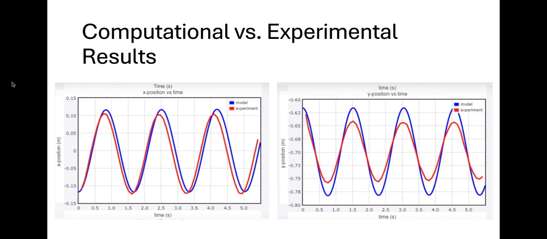So now to compare our computational model results with our experimental results. As you can see, for both the X and Y positions, they are pretty similar, but they do start to deviate a little bit, and there are several reasons why this could be the case, which we'll talk about on the next slide.